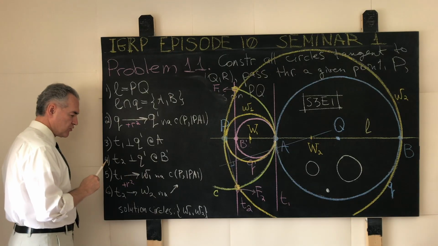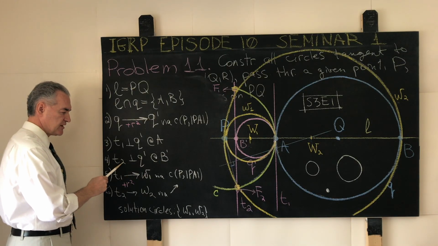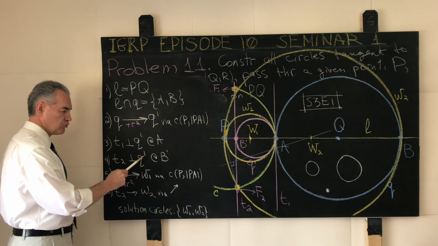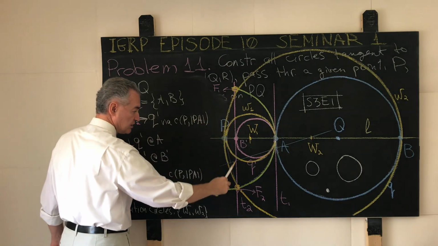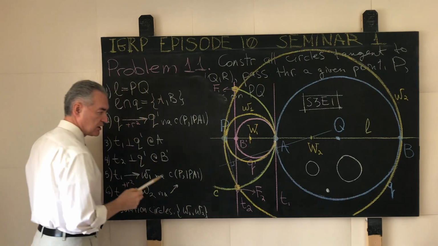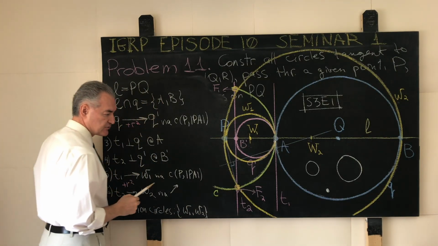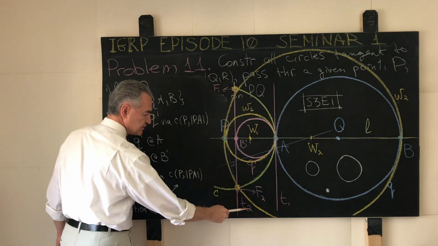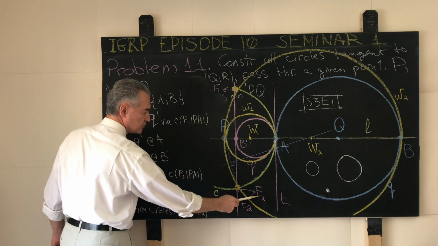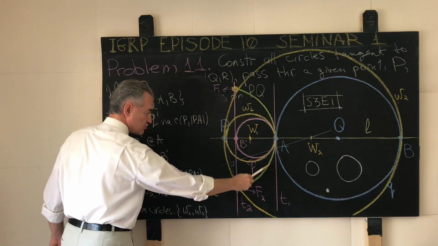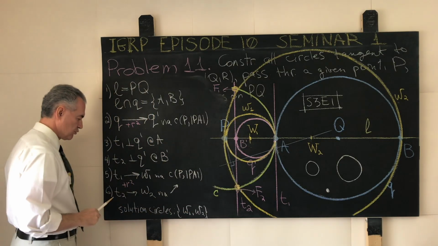As step number 4, we construct a straight line T2 that is orthogonal to the image circle Q prime at the point B prime. That straight line is shown over here, also a trivial task. We know how to do it. And that straight line T2 will have two distinct points in common, the point F1 and the point F2, with the circle of inversion shown in green. We will need these points later.